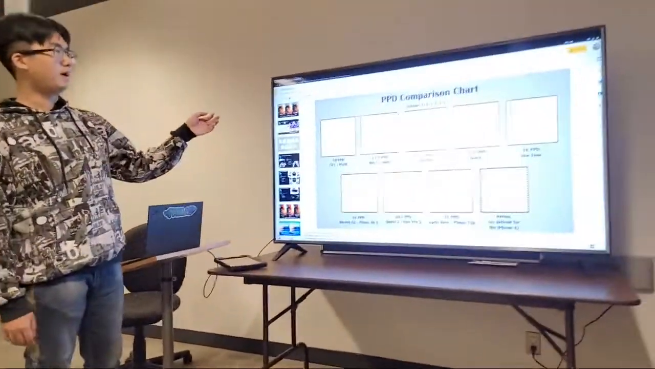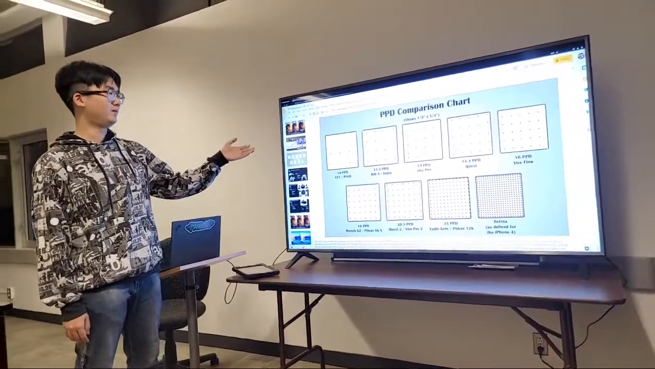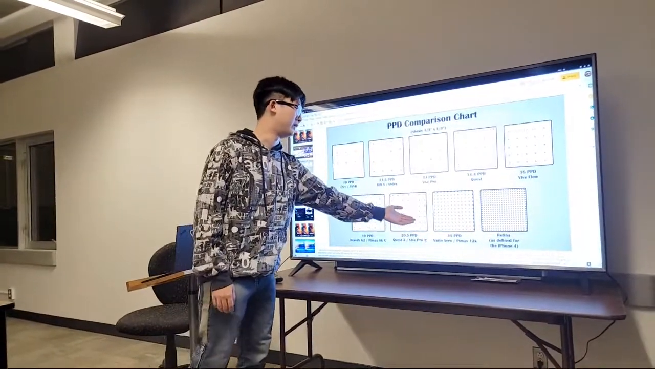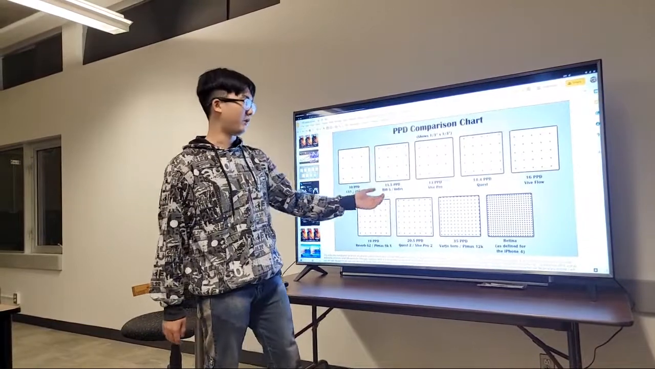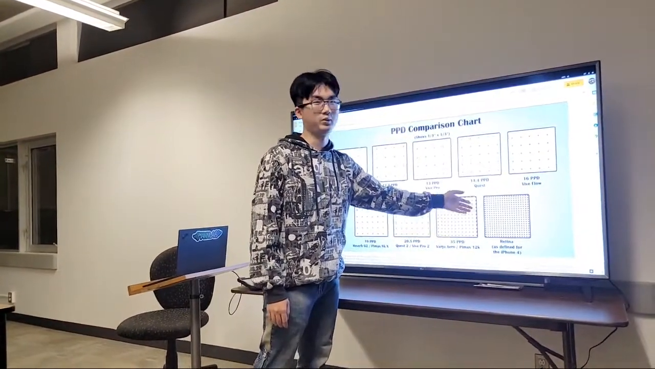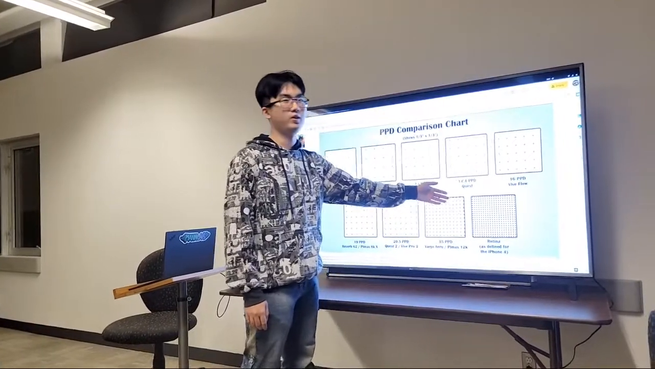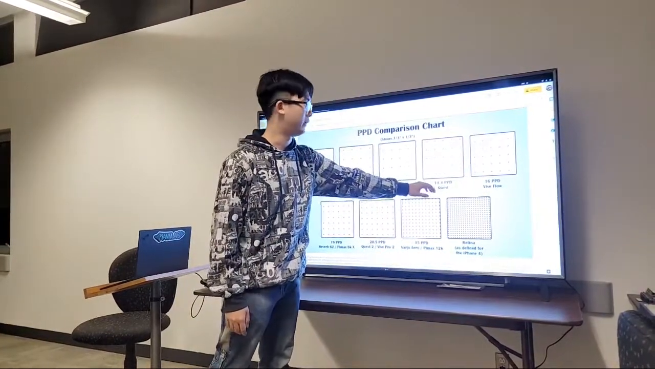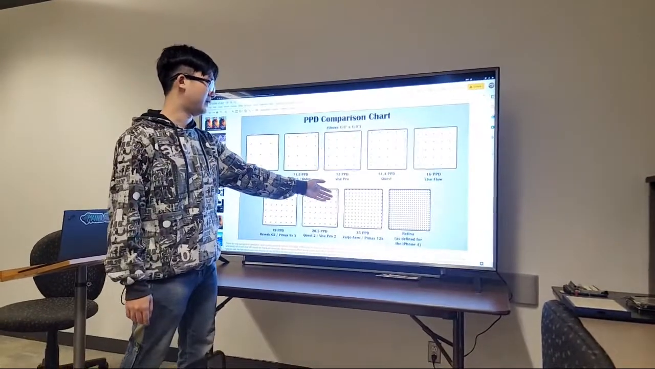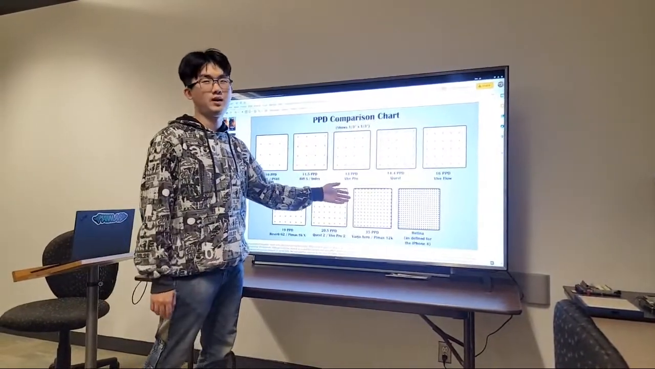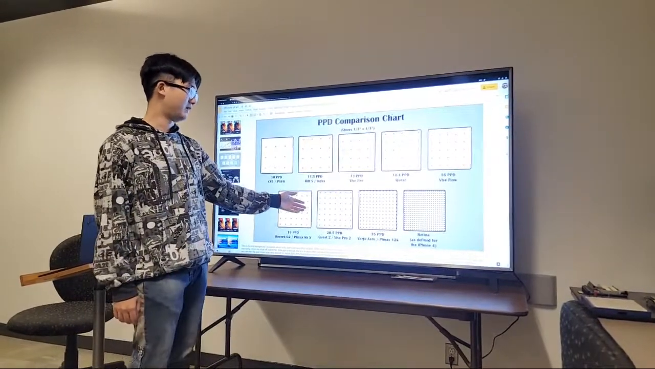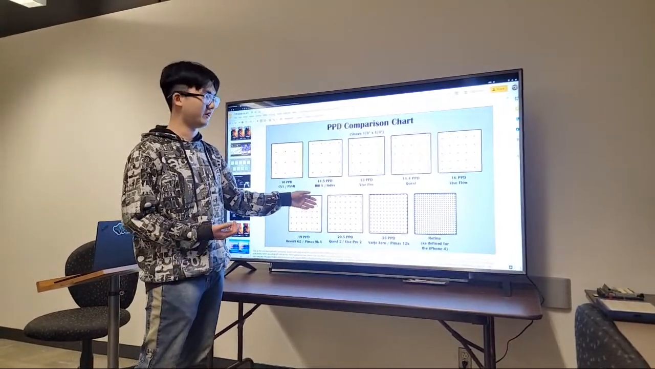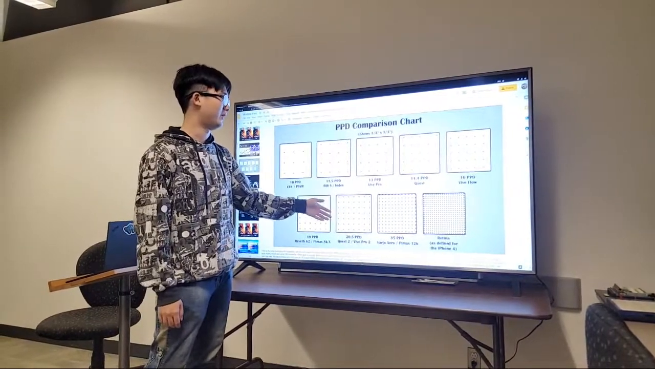Okay, so I put this image to show you the difference between 10 PPD compared to 35 PPD, and also compared to the iPhone 4 screen. When you see iPhone 4, you basically don't see any pixels. It's how dense the pixels are supposed to be. And this is the best VR clarity in 2022, and this is Quest 2's clarity.